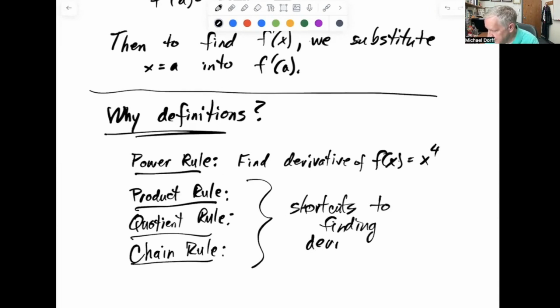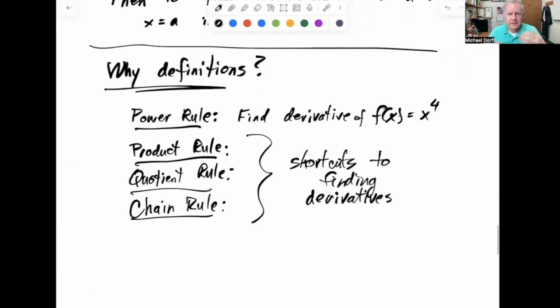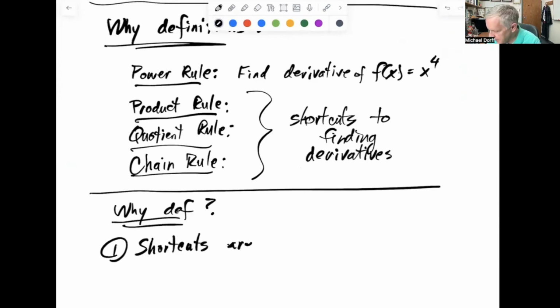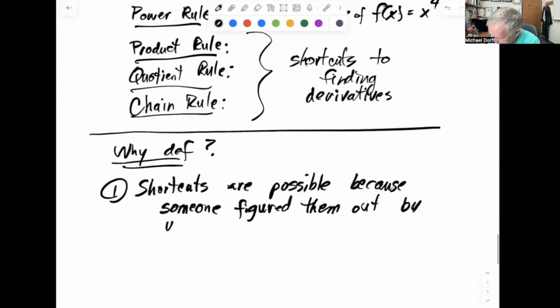And so students will say, well, why didn't we just start with the shortcuts and skip the definitions, because the shortcuts make it easier to find them? Well, it is true that they make it easier. So why do we have definitions? First of all, how did they come up with these shortcuts? Shortcuts are possible because we use the definition. Someone figured them out by using definitions.